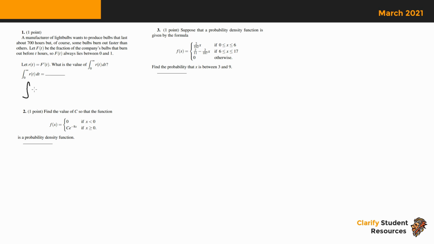So when we take the integral from 0 to infinity of f prime of t dt, we know that this is just going to be f of infinity minus f of 0. And basically this is asking us what's the probability that one of the light bulbs will die from 0 to infinite time. And that's basically going to be 100% probability, so that's going to equal 1.